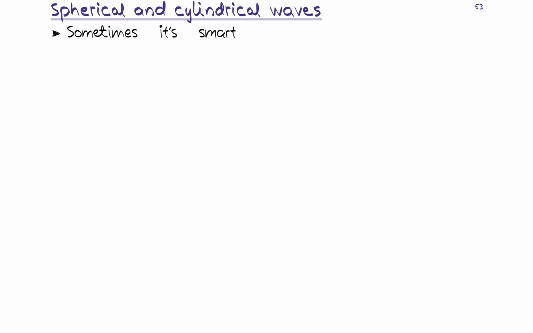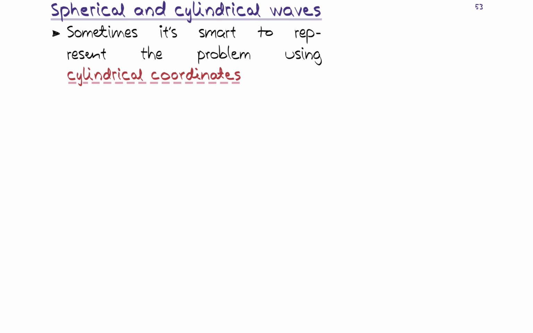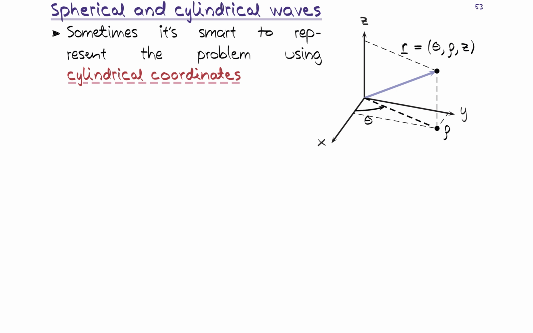Now we know everything about the spherical coordinate system and spherical waves. Sometimes we instead want to represent the problem using cylindrical coordinates. Here's the coordinate system and the transformation. Again, we still have x, y, and z directions. Now we have the same point, r, but we are describing it using cylindrical coordinates.